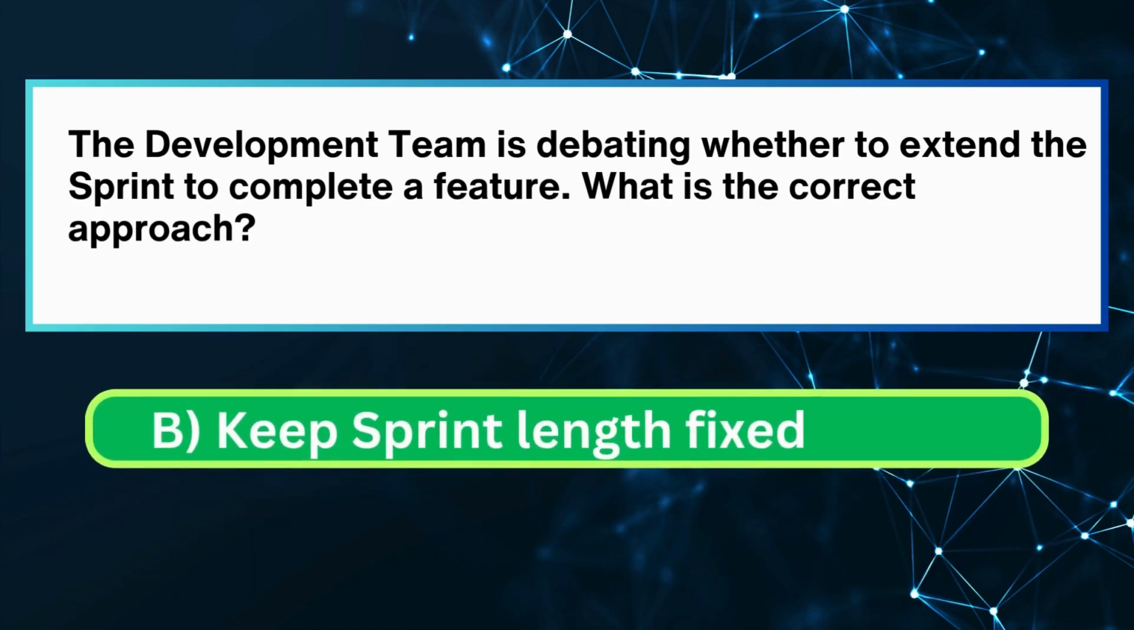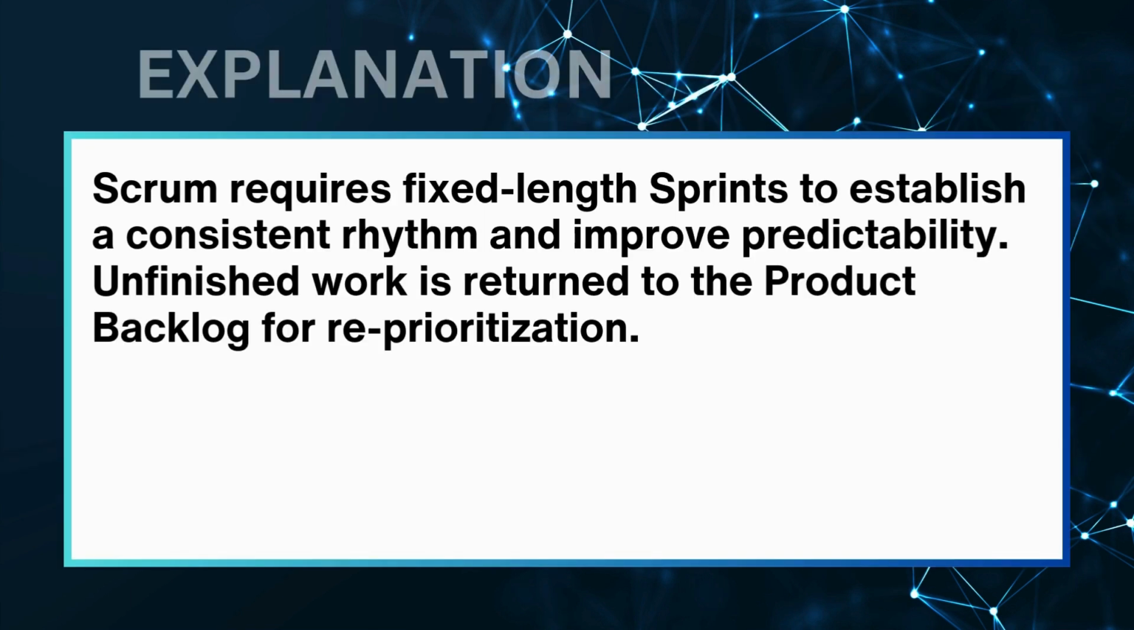The correct answer is B. Keep sprint length fixed. Scrum requires fixed-length sprints to establish a consistent rhythm and improve predictability. Unfinished work is returned to the product backlog for reprioritization.